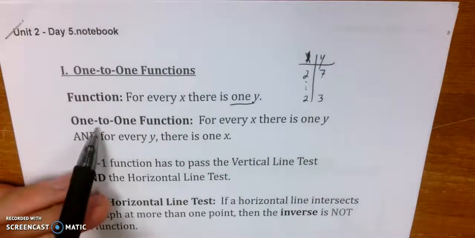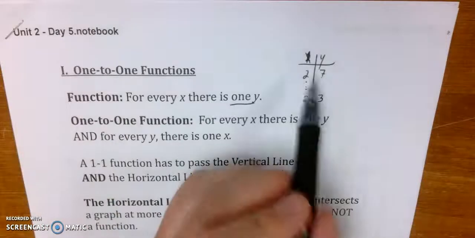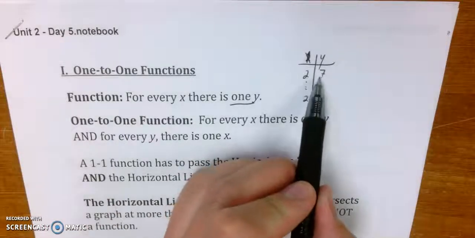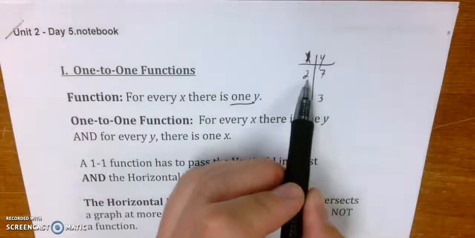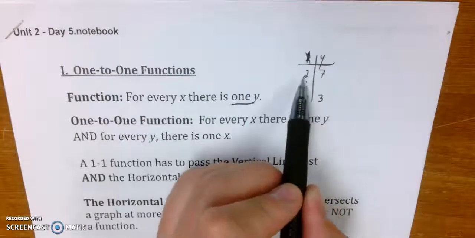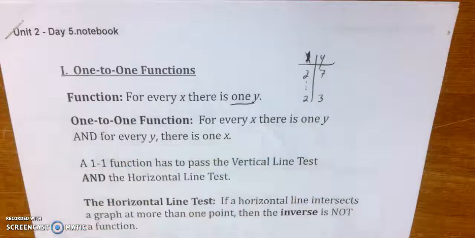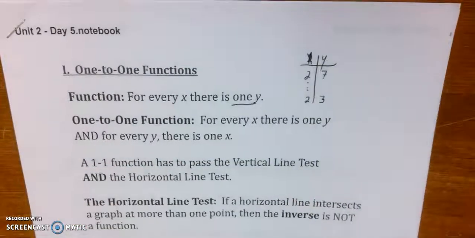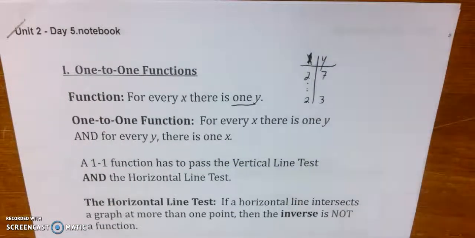A one-to-one function, however, instead of having an x go to only one y, says that an x can only go to one y and a y can only go to one x. So everyone can be with one and only one partner. No one can repeat values ever.